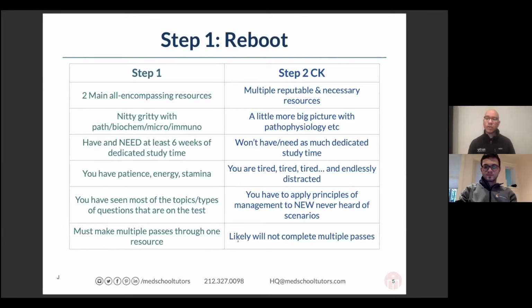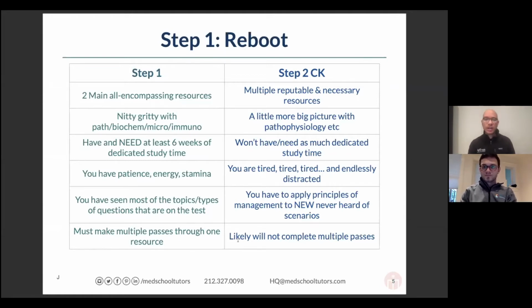And so I don't want to assume that everyone on the call has taken Step 1, but I do want to draw some of these comparisons. Again, more big picture, more pathophysiology, and frankly, more in line with what you are actually going to end up doing as a physician on Step 2 CK as compared to the nitty-gritty of Step 1.